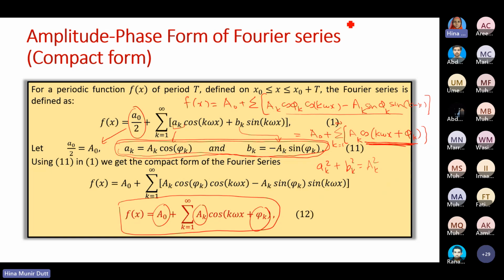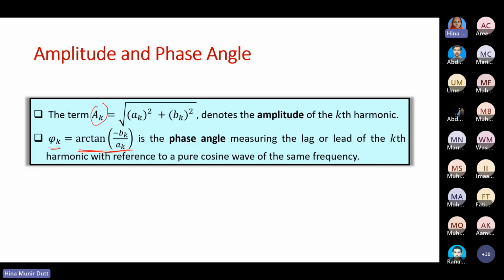And similarly, dividing this equation with this one, that is BK over AK, I have minus sine phi k over cos phi k, which is equal to minus tan phi k. So BK over AK, so phi k is equal to, I can take minus here, phi k is equal to tan inverse of minus BK over AK.